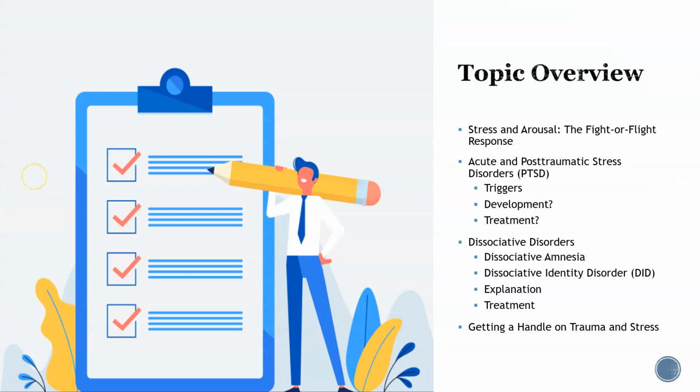For this chapter, we are going to talk about acute and post-traumatic stress disorders as well as dissociative disorders. All of these disorders have a lot to do with trauma and the stress response, and so we're going to delve into that. We're going to revisit the fight or flight response, which you may have recalled from taking Psych 150. Hopefully, if you had me, you'll remember that. We're going to look at the different disorders, acute and post-traumatic stress disorders. I'm going to refer to it as PTSD from this point onward. We'll also cover dissociative disorders and what their triggers are, how they develop, and how they're often treated.